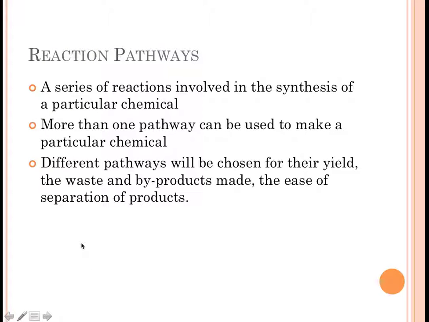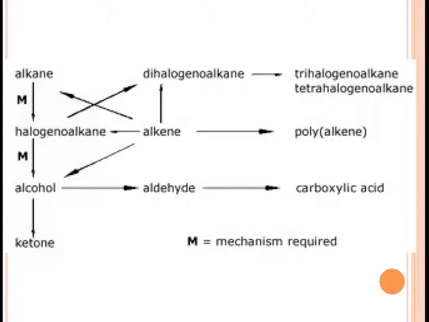Now, we can link all these reaction types together to make a reaction pathway. A reaction pathway is a series of reactions, one after the other, that is used to make a particular chemical that you are desiring. Okay?